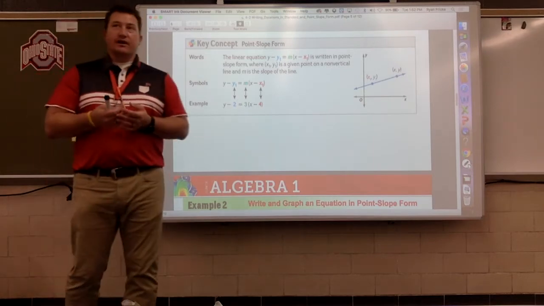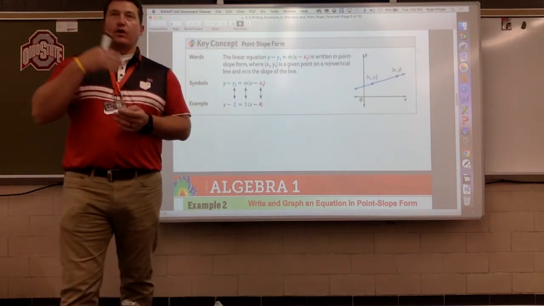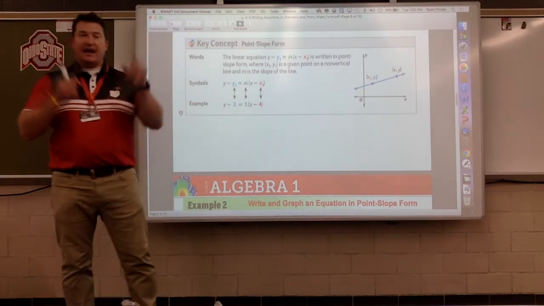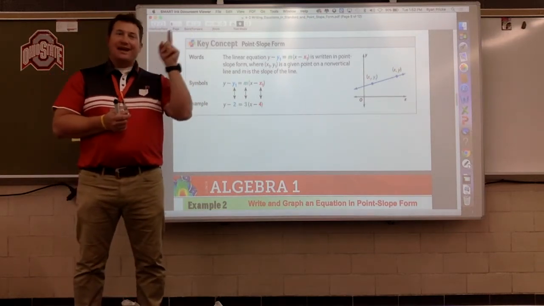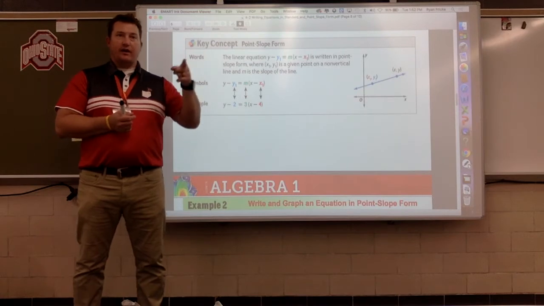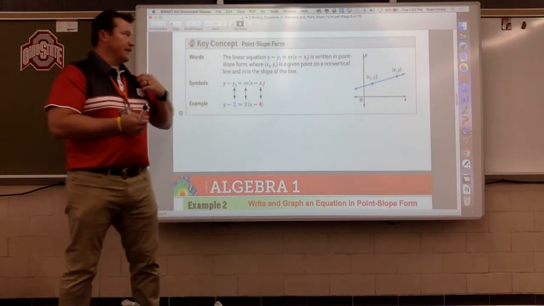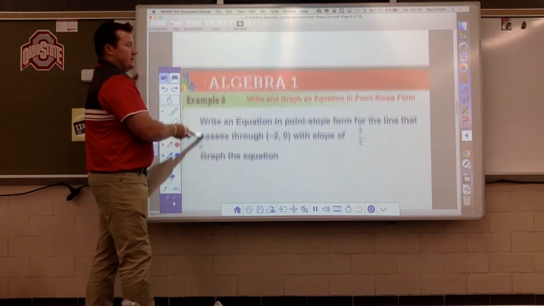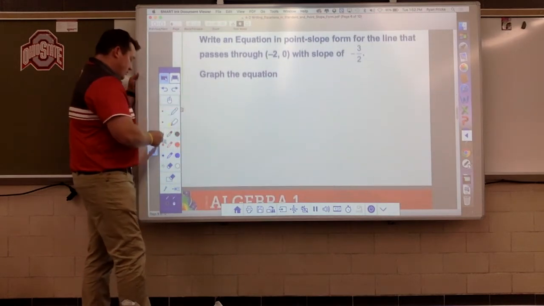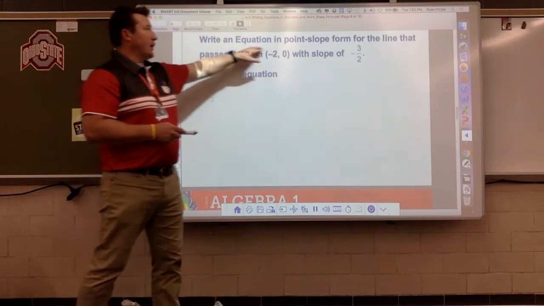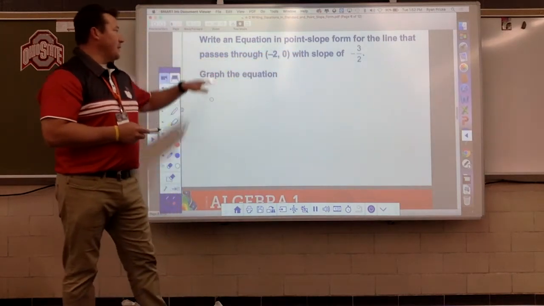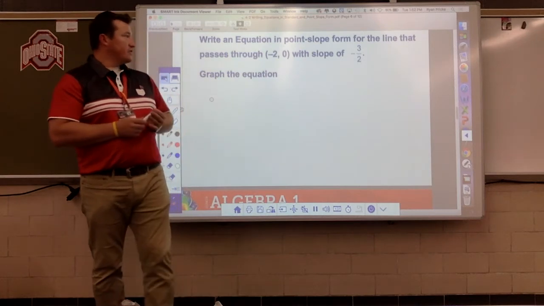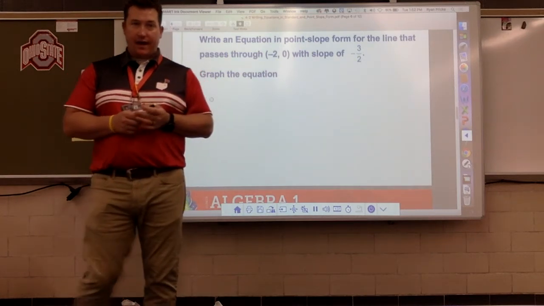And if you notice, guys, we should be able to see a pattern of, hey, I can identify that's the slope, and then there's the ordered pair of the point on the line that it's going to go through, okay? Okay, here we go. Write an equation in point slope form for the line that passes through this point, okay, with a slope of -3/2.